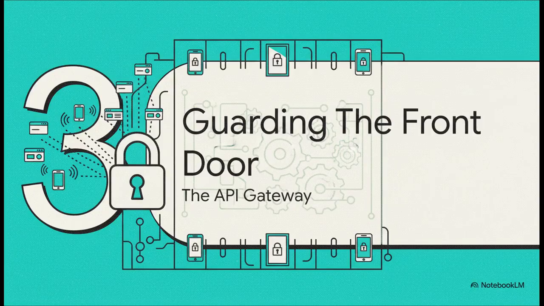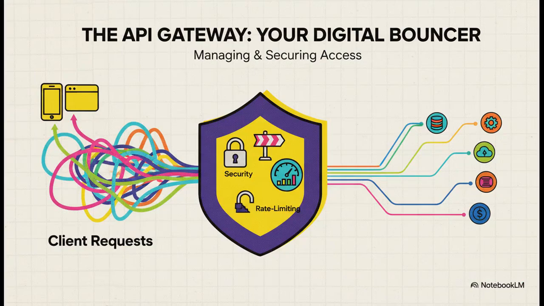Okay, so our services are configured, they can talk to each other, but what about the outside world? How do external clients, like a web browser or a mobile app, talk to them? Exposing every single microservice directly to the internet is a massive security and management nightmare just waiting to happen. And this is why we have the API gateway pattern.